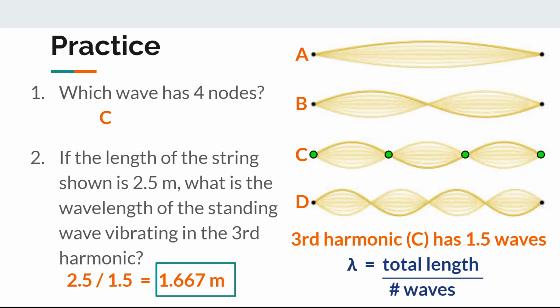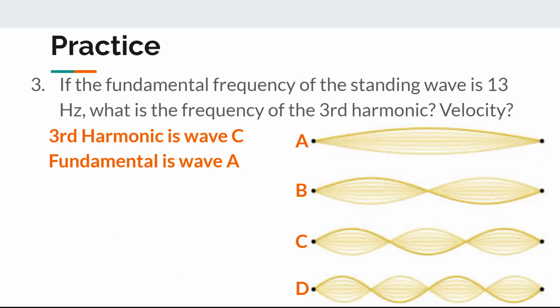All right, follow up. If the fundamental frequency of the standing wave is 13 hertz, what is the frequency of the 3rd harmonic? So if my fundamental is 13, that's wave A. What is the frequency of wave C, my 3rd harmonic? Again, it's multiples. If the fundamental is 13, 13 times 3 is 39, and that would be the frequency of the 3rd harmonic. Again, we talked about this. We saw this pattern in the videos as well.